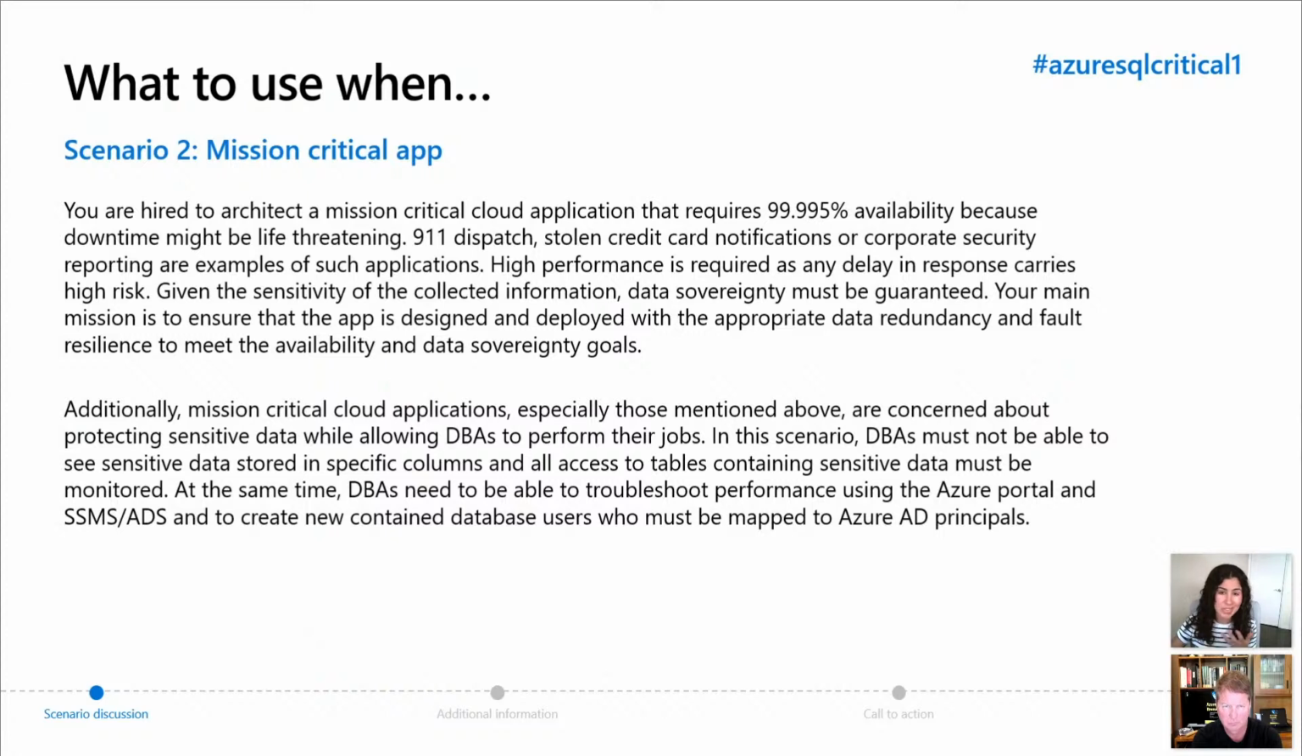So you might need to classify the sensitive data. And at the same time, DBAs need to be able to troubleshoot performance using the Azure portal. So some of the things in the performance module that Bob showed you, you can do through the Azure portal, as well as SSMS and Azure Data Studio. And they also need to be able to create new contained database users who must be mapped to Azure AD principals. So there's a lot in here.